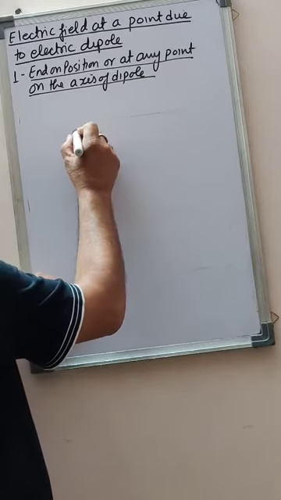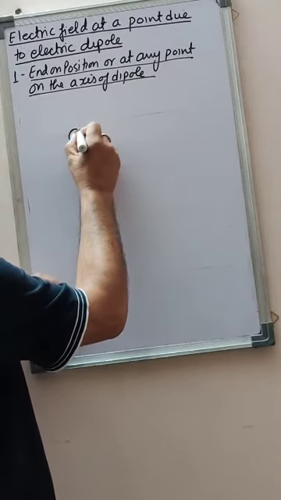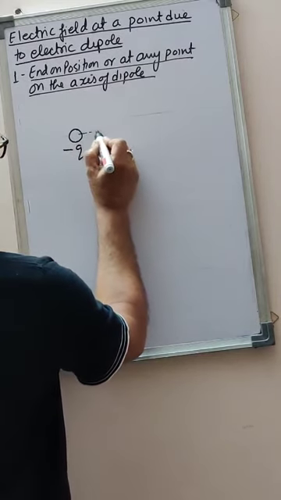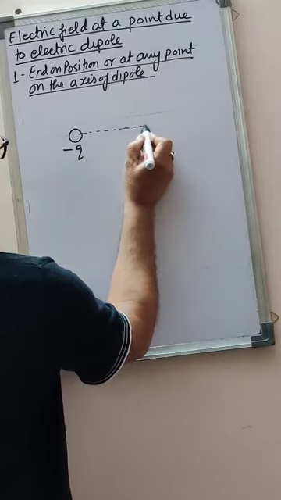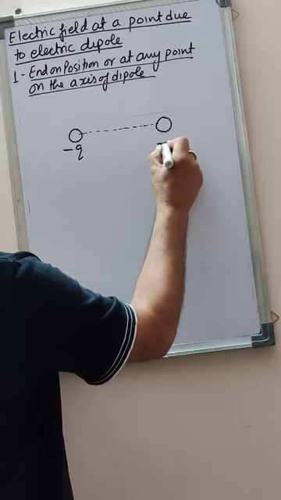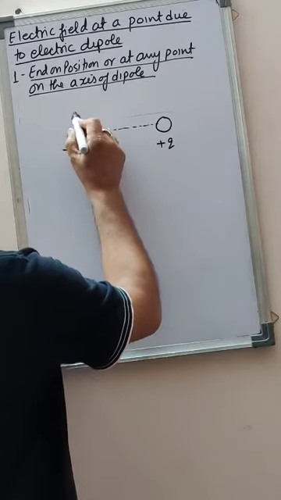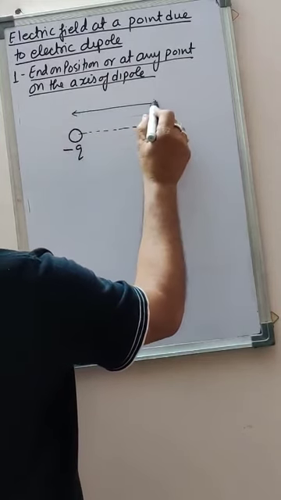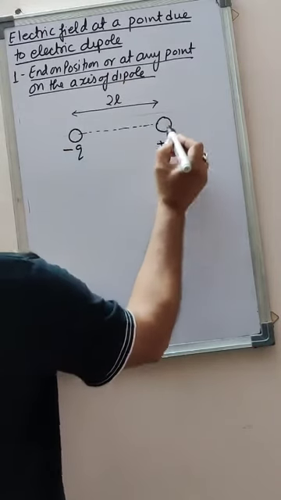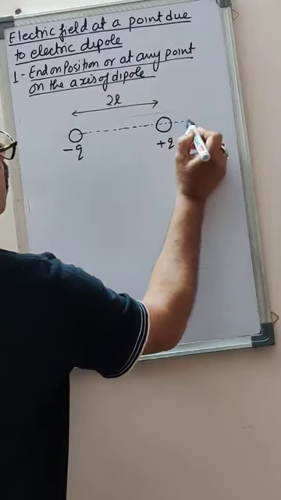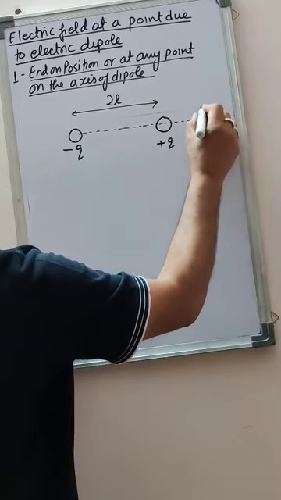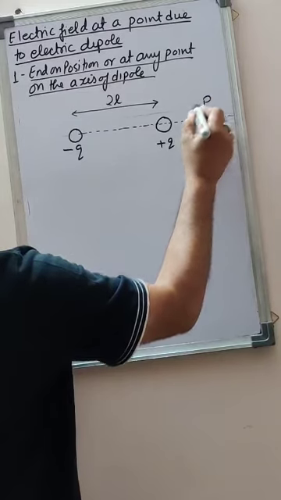So let us consider this is an electric dipole of dipole moment P, with charges minus Q and plus Q, and the length of the dipole is 2L. You have to find the electric field somewhere on the axis of the dipole. At point P you have to find the electric field.